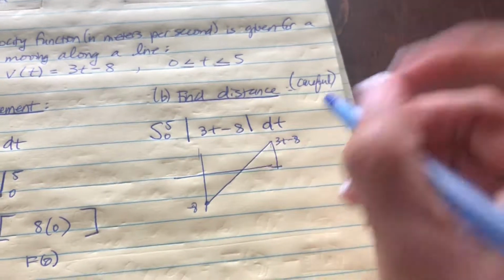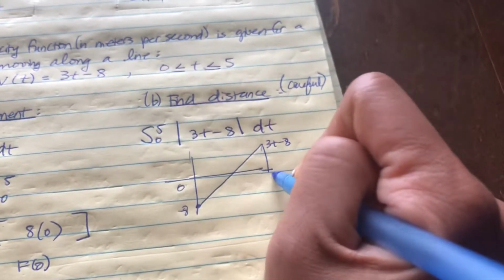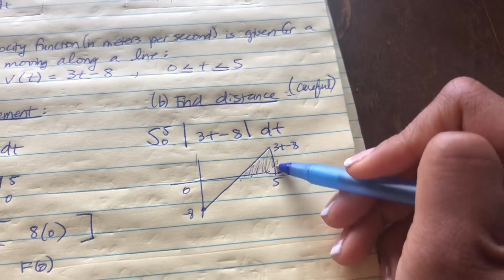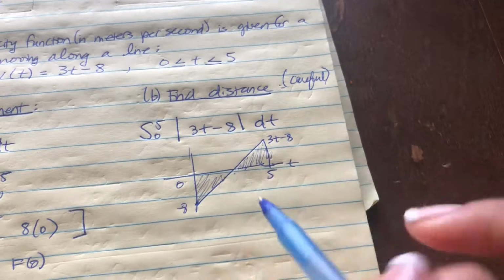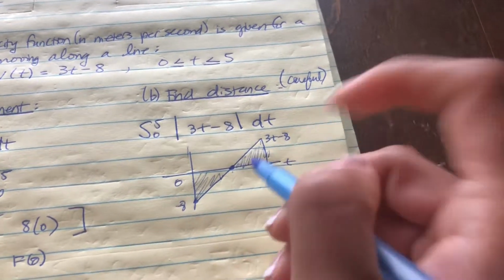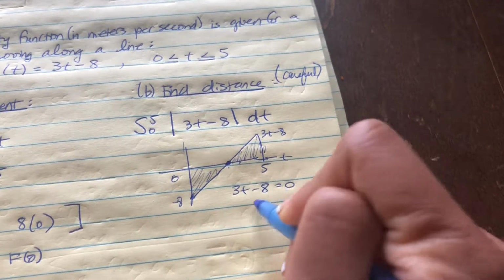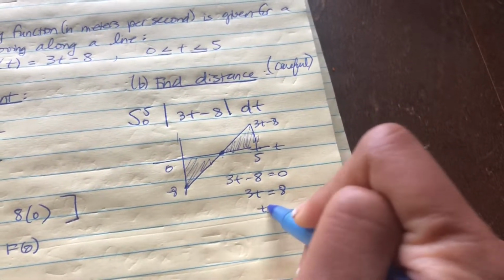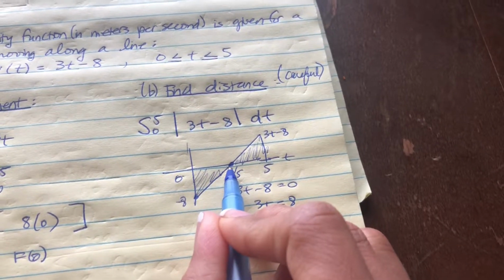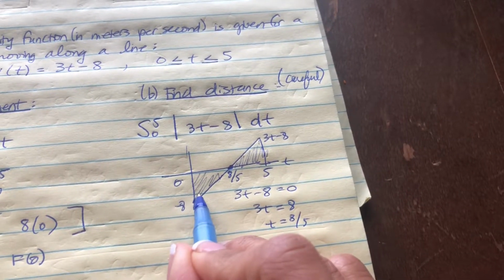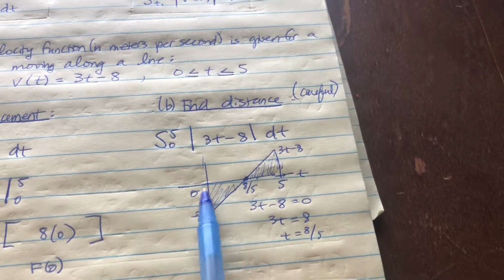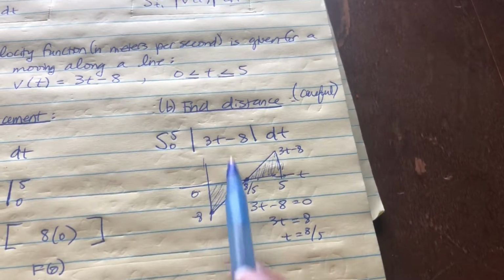So notice we're only looking from time 0 to 5. This is t. Notice from some time here to this time here, it's going to be positive, but down here it's going to be negative. So what is that point here in which it touches the x-axis? Where does it cross the x-axis? So what you do is you set 3t minus 8 equal to 0. So 3t is equal to 8, so t is 8/5. So notice from 0 to 8/5, I'm going to have a negative displacement. From 8/5 to 5, I'm going to have a positive. So from 0 to 8/5, I'm going to need to change this 3t minus 8.